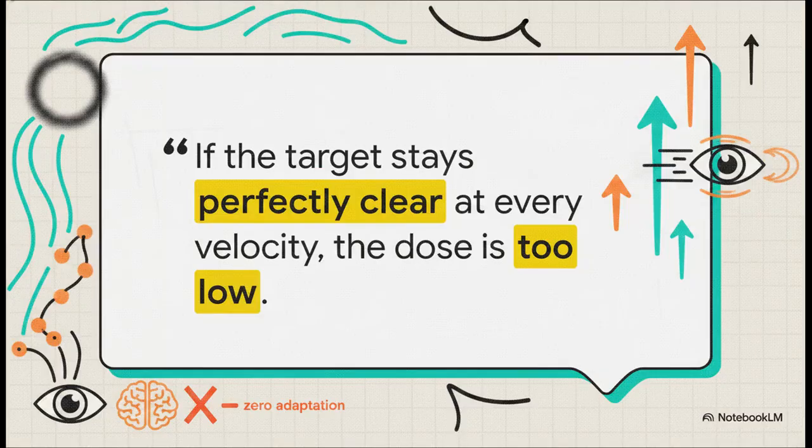I really want to highlight a crucial clinical pearl straight from the source material. If the patient reports the target stays perfectly clear at every velocity, the dose is too low. I literally cannot emphasize this enough. If that target is perfectly sharp, you have no retinal slip. And without retinal slip, no error signal to the cerebellum, which means zero adaptation.